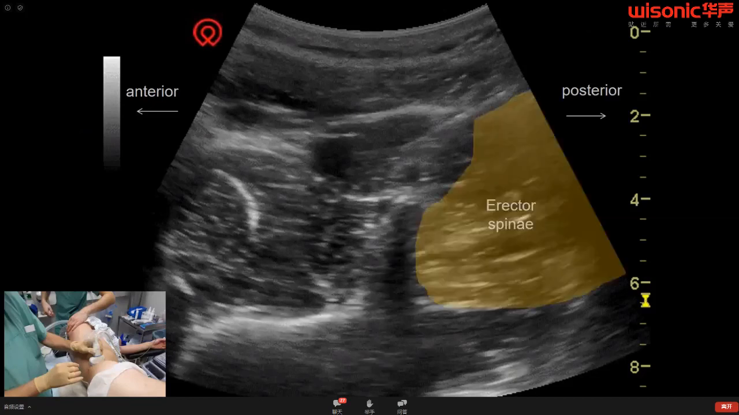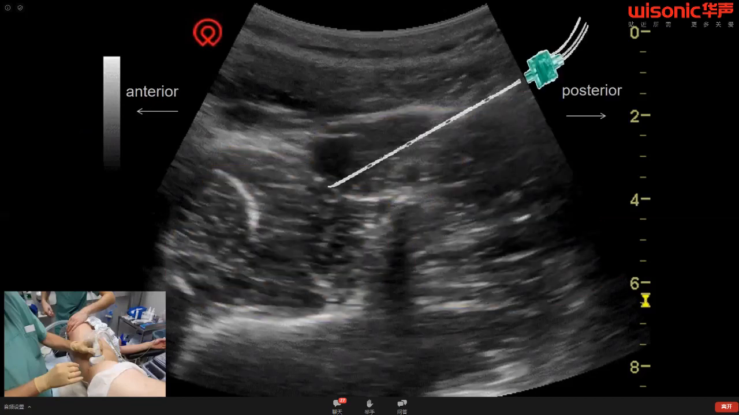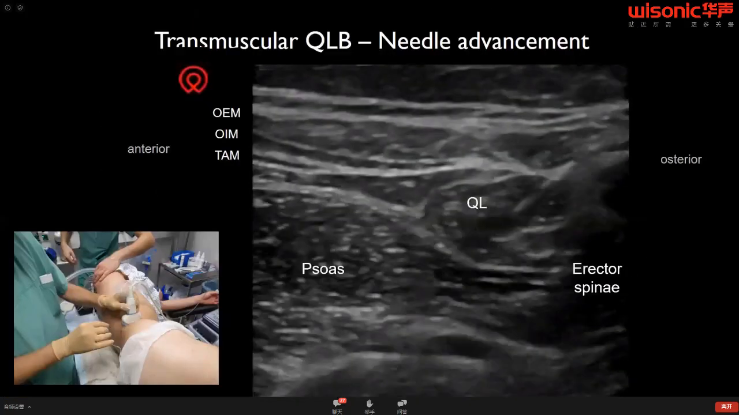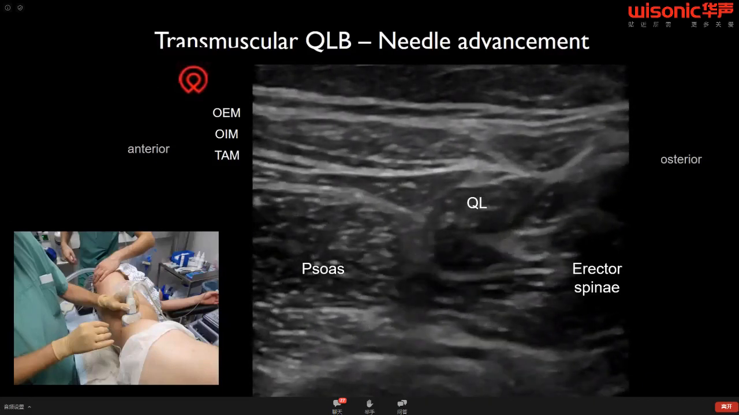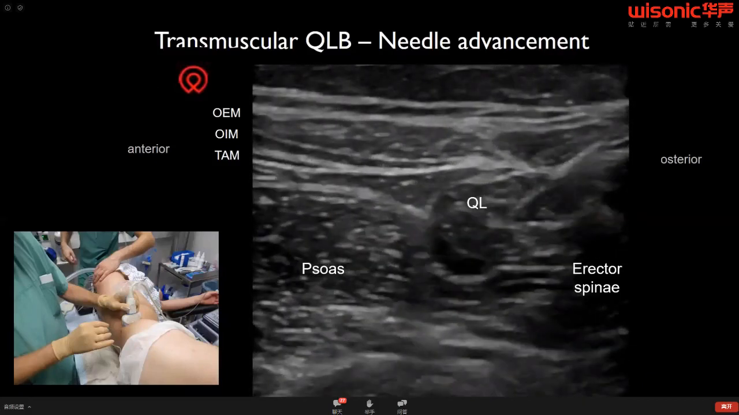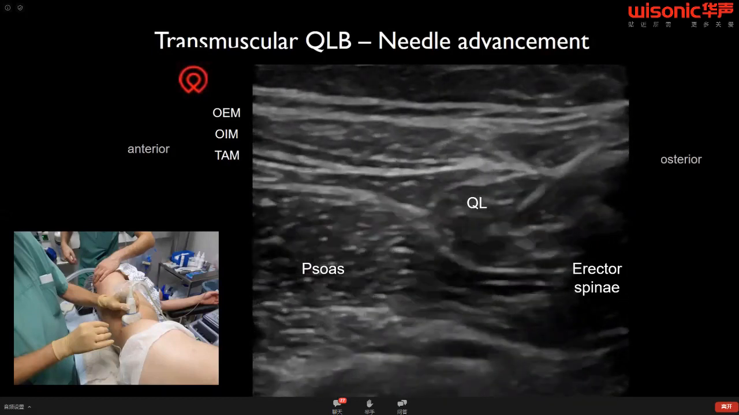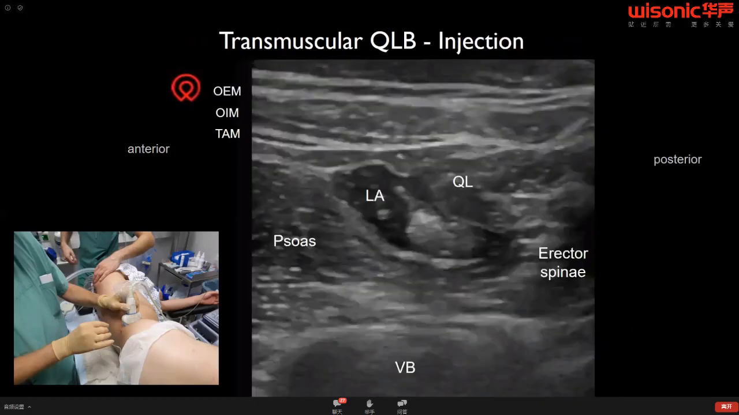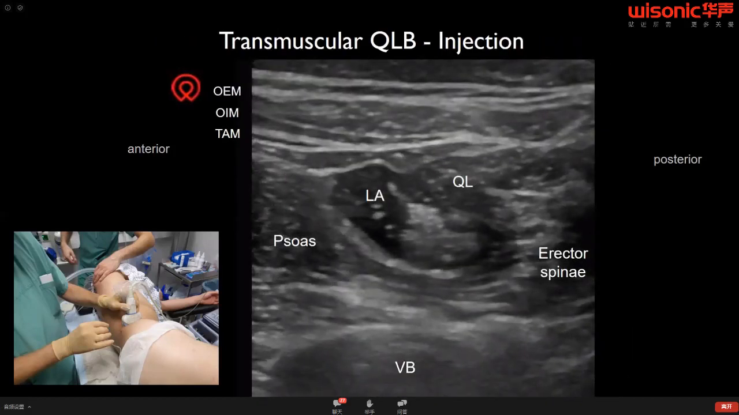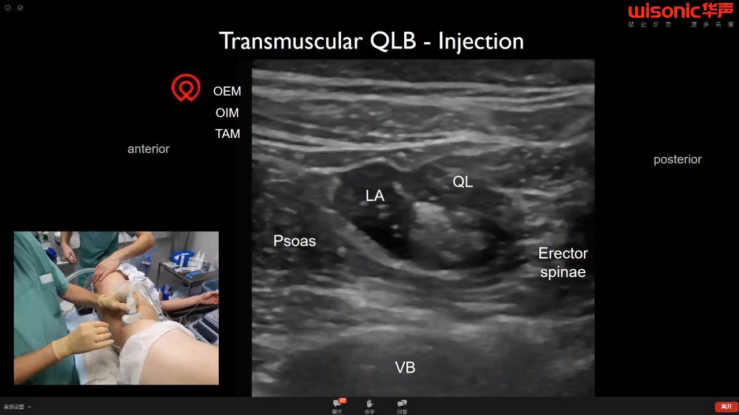Here again, the typical picture you can see for the transmuscular approach: you advance the needle from posterior to anterior until you are in the right plane between the psoas muscle and the quadratus. Here the needle is advanced. Now we are in the right plane. You can see the distinction of both muscles. Here you can see the spreading of the local anesthetic between both muscles.